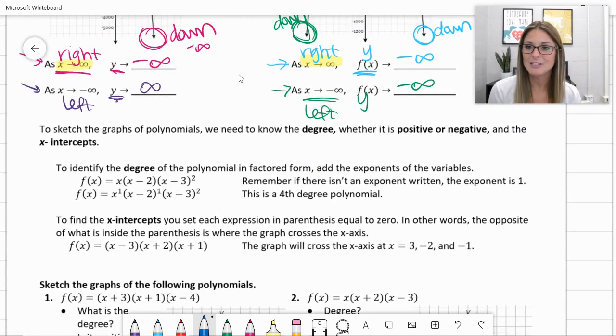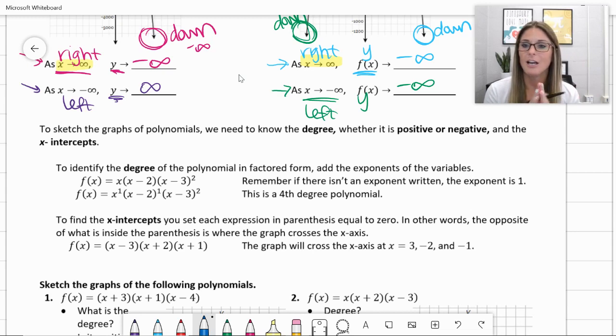Now we're going to look at sketching the graphs of our polynomials. This is such a handy tool. We're going to see lots of polynomial functions. We're going to have to match them with graphs, or we're going to be given a graph and have to match it with an equation on our state tests. So this is a very helpful skill to know how to sketch these, at least get a picture in our mind what it looks like to help narrow down our answer choices.